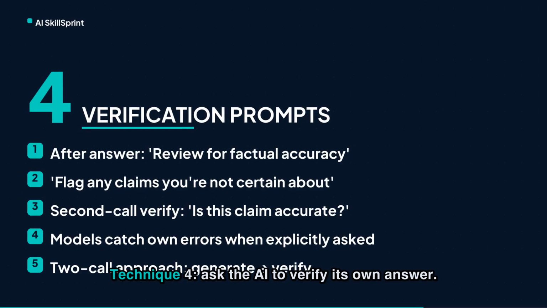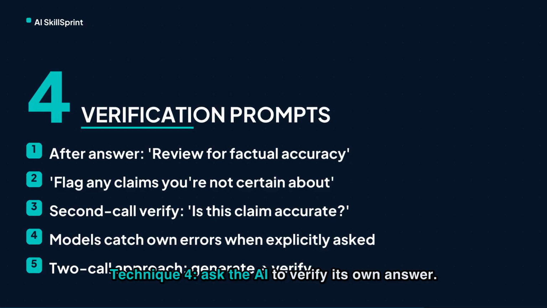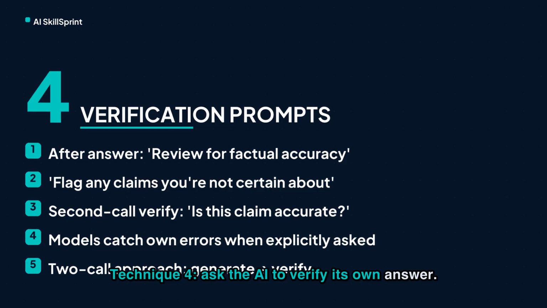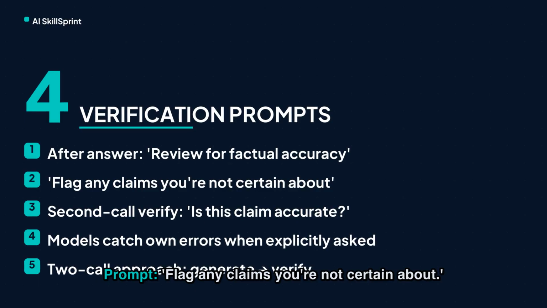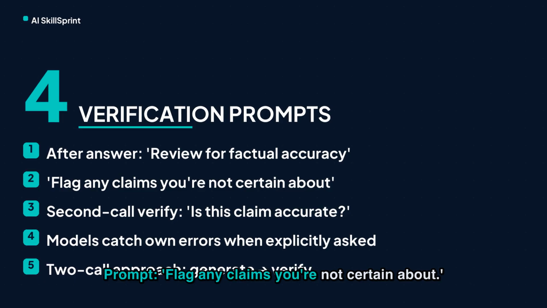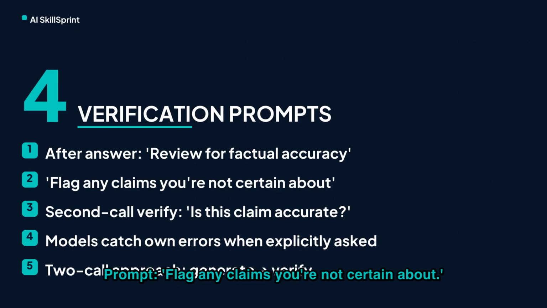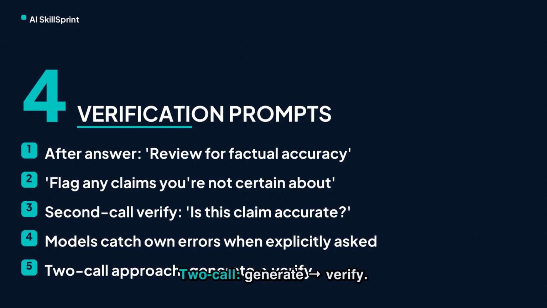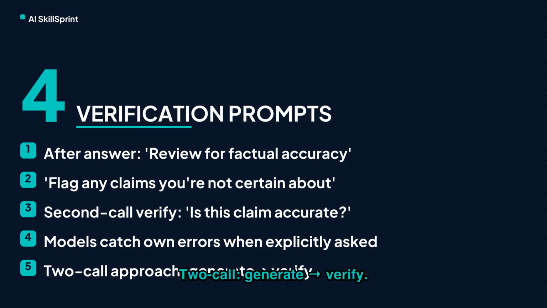Technique 4. Verification prompts. After the model gives you an answer, ask it to verify itself. Prompt: "Review your previous answer for factual accuracy. Identify any claims you're not certain about and flag them." This sounds redundant, but models often catch their own errors when explicitly prompted to verify. You can also make a second call: "Here's a claim. Is this accurate? What's the confidence level?" Two-call verification catches a meaningful share of hallucinations.